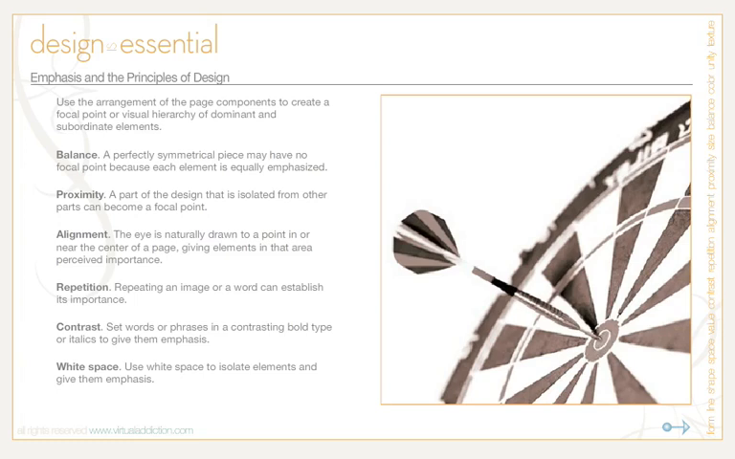Proximity. A part of the design that is isolated from other parts can become a focal point. Alignment. The eye is naturally drawn to a point or near the center of the page, giving elements in that area perceived importance. Repetition. Repeating an image or a word can establish its importance. Contrast. You can set words or phrases in a contrasting bold type or italics to give them emphasis. And of course, white space. Use white space to isolate elements and give them emphasis.